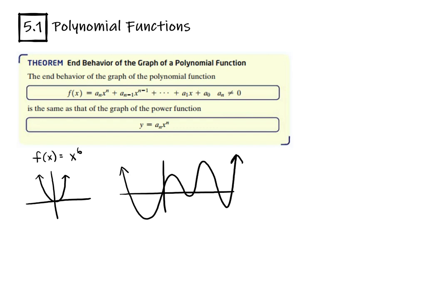This is a potential x to the 6th polynomial. And notice it has 5 turning points, but it could also have less than that. This one is also an x to the 6th polynomial. It has 3 turning points, which is less than 6, and its end behavior matches the x to the 6th.